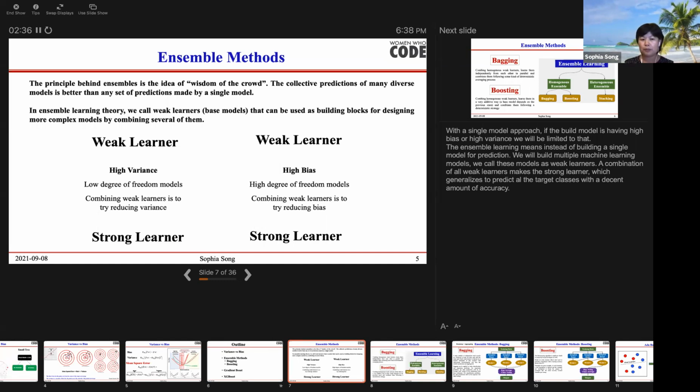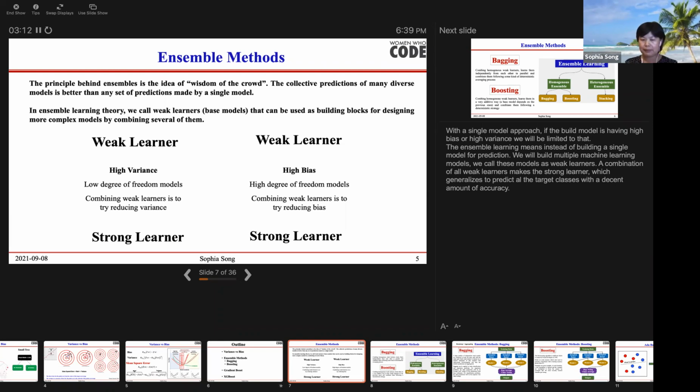Then your model may predict the training data pretty well. However, when new data comes in, your model totally messes up. Because your model includes some noise information, you cannot accurately predict your test data. In this high variance situation, you have low degree of freedom models. So we combine weak learners to try to reduce this variance, converting your weak learner to a strong learner.